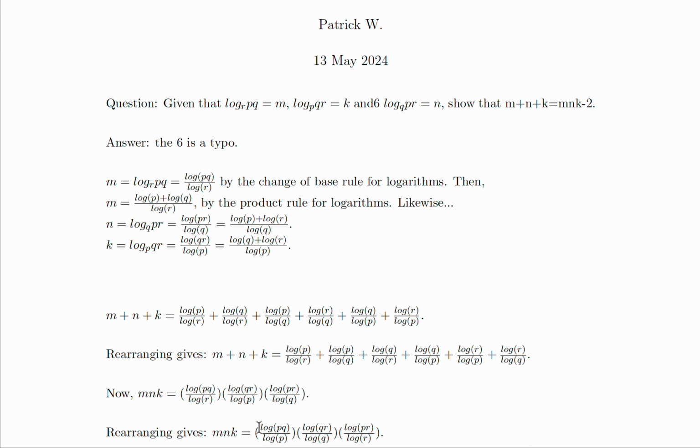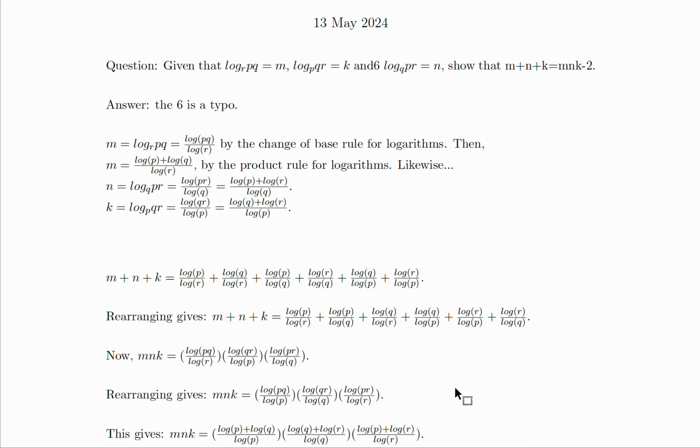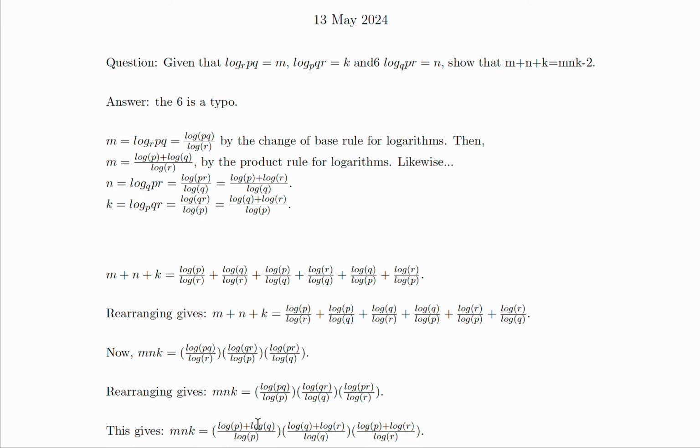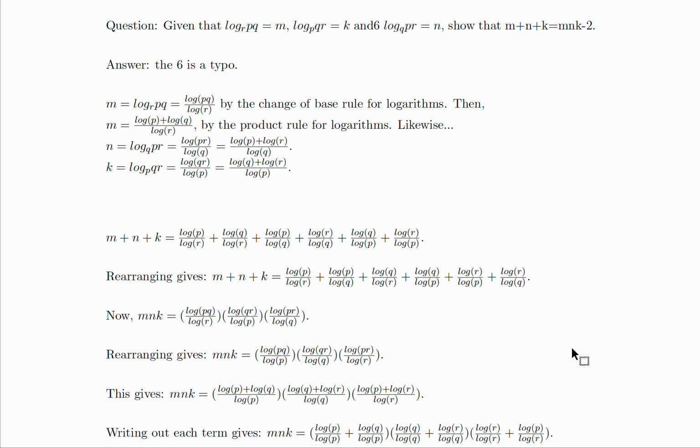And so now I have log of pq over log of p times log of qr over log of q times log of pr over log of r. And this gives, again using the product rule for logarithms, same thing we did above, we get that. And we can write out the terms individually exactly like we did here. And so we'll do the same thing, and we get log of p over log of p plus log of q over log of p, which is here.